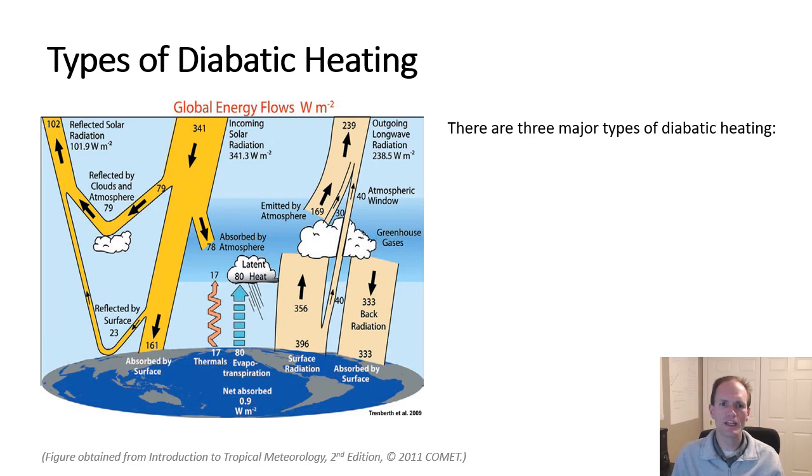So with that in mind, what are the predominant types of diabatic heating that we are concerned with in this course? We have a diagram, a very similar version of which tends to show up in every introductory meteorology textbook, every climatology textbook, because it governs the heat balance within the atmosphere. We have 4 different sets of energy flows that we see here.